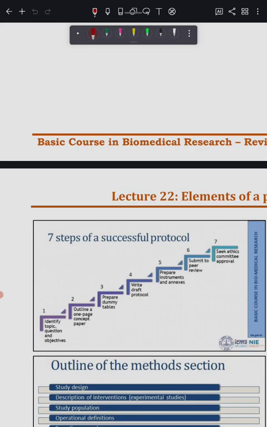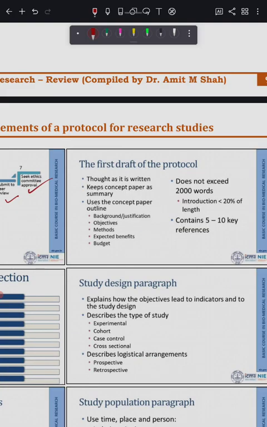So these are the 7 steps of a successful protocol: identify topic, question, objective; outline concept paper; dummy table; write draft protocol; prepare an instrument and annexes; submit to peer review; and seek the ethical committee. You see, the first draft of the protocol, what is this? It's not the concept paper, it is the first complete version of the full research protocol, written in detail but still open for internal revisions, feedback, and improvements.